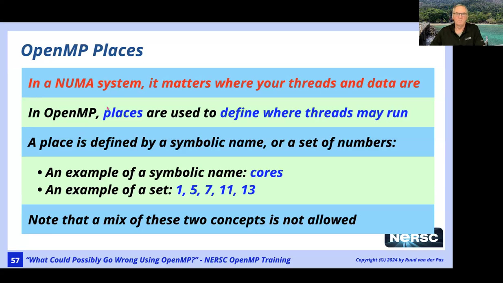For the name of a place, you can use a symbolic name like cores, or you could use those thread IDs that I mentioned in the beginning of this talk. Just an imaginary example: I have one place that consists of thread IDs 1, 5, 7, 11, and 13, for whatever reason. With that, you tell the OpenMP runtime system to schedule my threads on those hardware threads. In OpenMP, you can't mix the symbolic names and the numbers. That's not a big deal because that's not a natural thing. Either you use the symbolic names, or if you really want to go low level, you use the numbers.